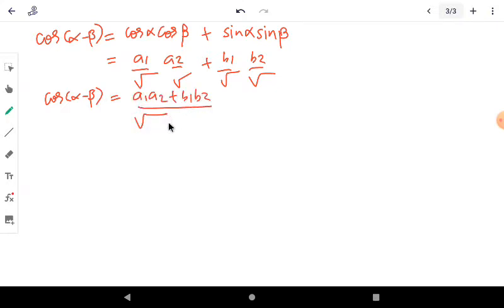So these two under roots are what? Here it is a1 square plus b1 square, and here it is a2 square plus b2 square, guys. So this is cos(alpha minus beta). This is result number 1. This we will use later, guys.